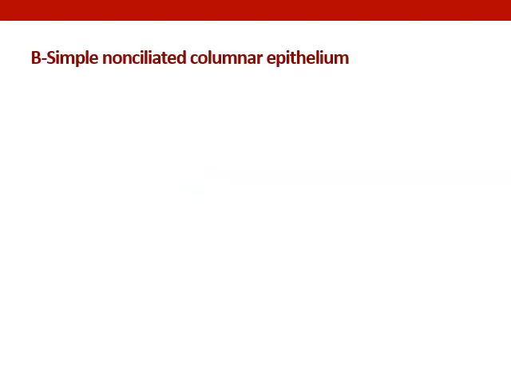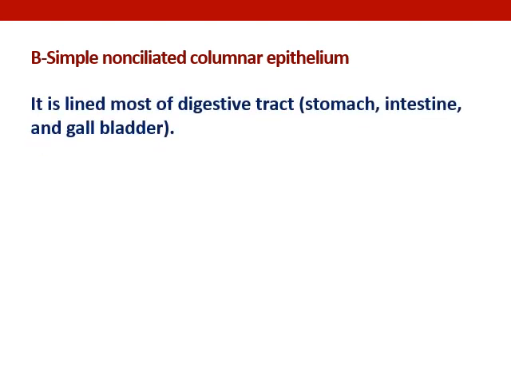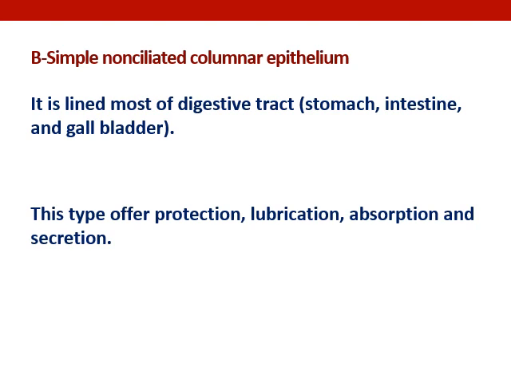The other type of simple columnar epithelial tissue is simple non-ciliated columnar epithelial tissue. This type of tissue found in most of digestive tract, like stomach, intestine, and gallbladder, and have many functions like protection, lubrication, absorption, and secretion.